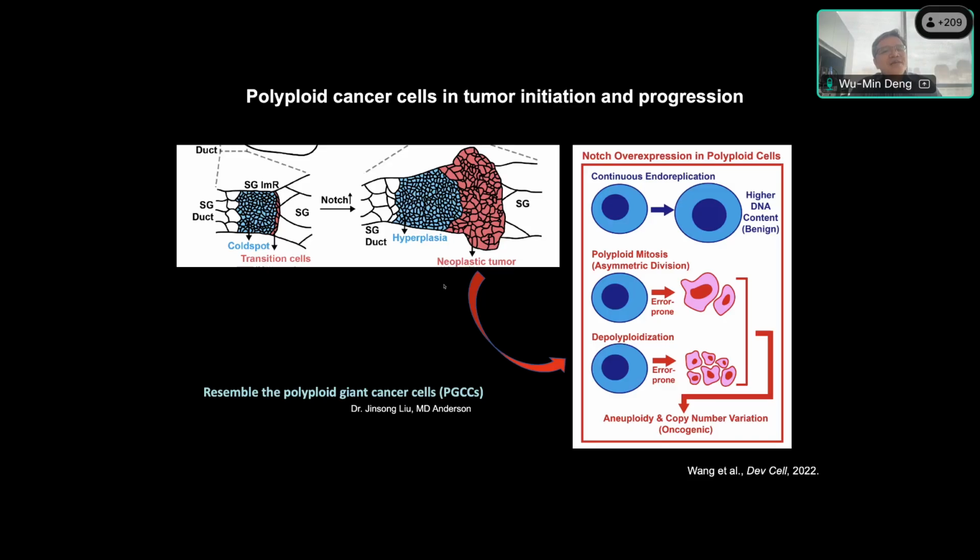This resembles human cancer studies, which revealed polyploid giant cancer cells, PGCCs, originally identified by Dr. Jason Liu from MD Anderson. Some of these polyploid cancer cells in flies resemble how PGCCs divide, and they are very similar. So we can also use this model to understand how PGCCs promote tumor progression and get started.